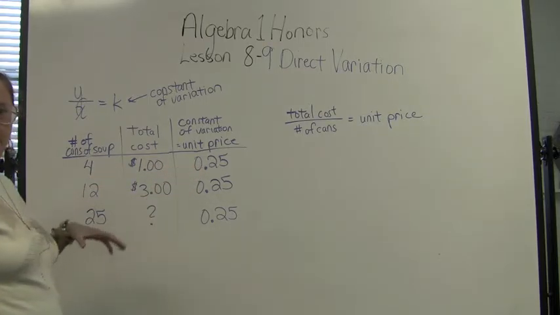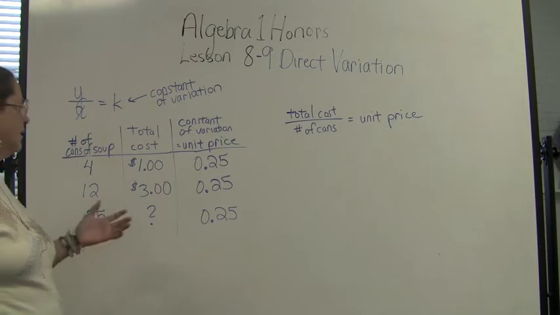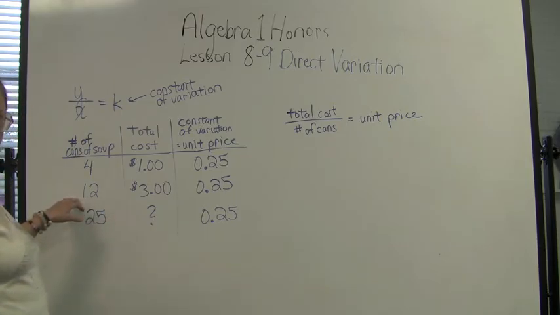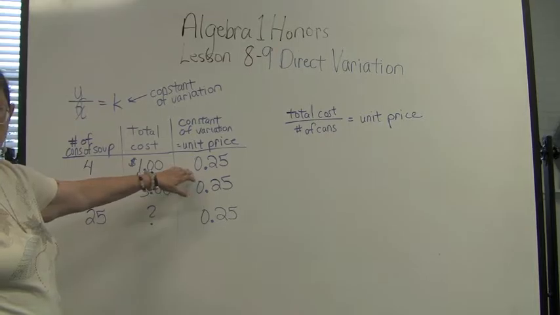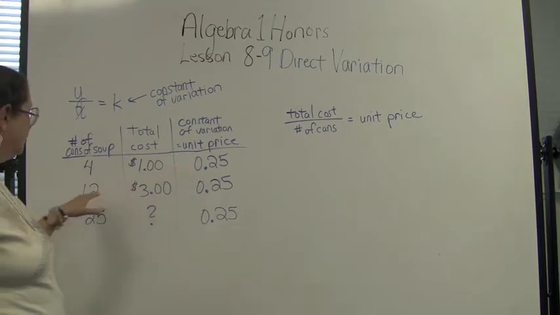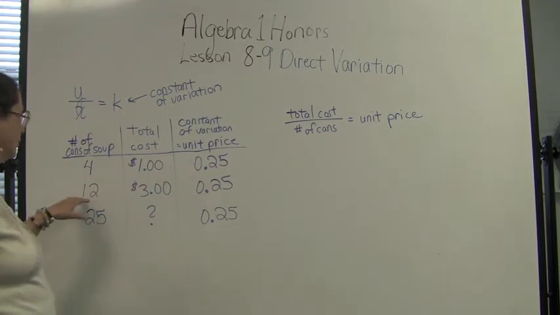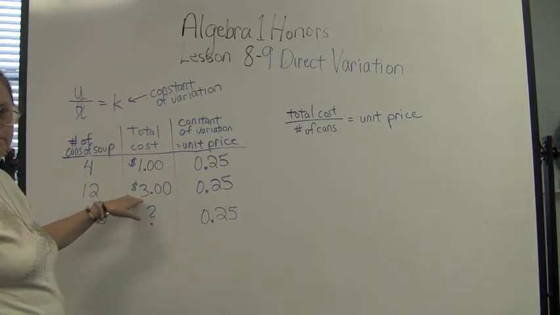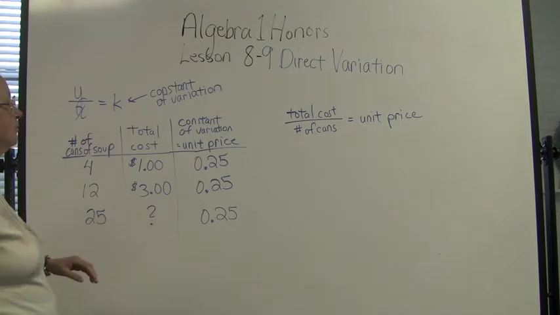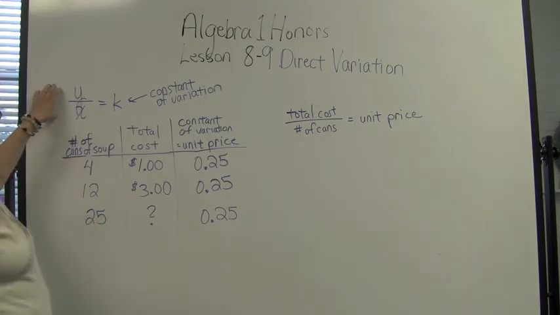So on the same day, provided there aren't sales or anything like that, if you go and you buy 12 cans of soup, you'd expect the unit price, the per can price, to be the same. So 12 cans of soup would cost you 12 times that 25 cents, or $3. Okay? So you have a direct variation.